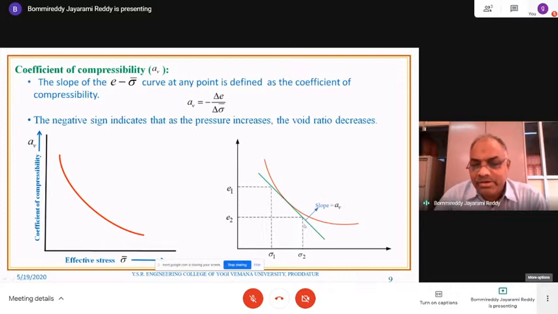And if I draw the tangent at some other point, the slope is different. If I draw one more tangent at another point, it is also different. That means av is different for different sigma values. It is directly a plot between void ratio and the pressure, the intensity of the pressure.